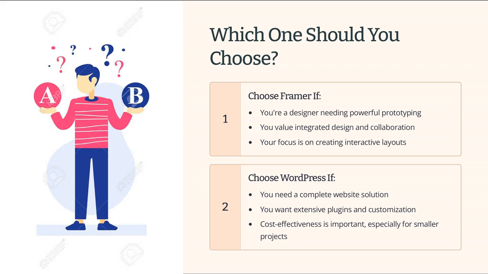The winner depends on your needs. If you're a designer looking for a powerful prototyping and design tool, Framer is the clear winner. Its features, integrations, and performance are tailored for designers. If you're looking to create a website or blog with ease, WordPress is the winner. Its user-friendly interface, extensive plugin ecosystem, and scalability make it ideal for websites of all sizes. In terms of pricing, WordPress may be more cost-effective, especially for smaller projects.